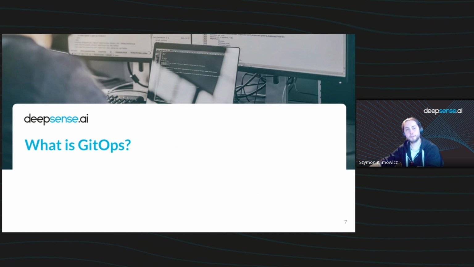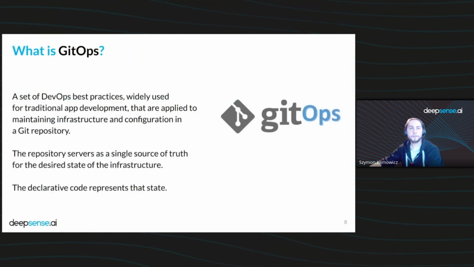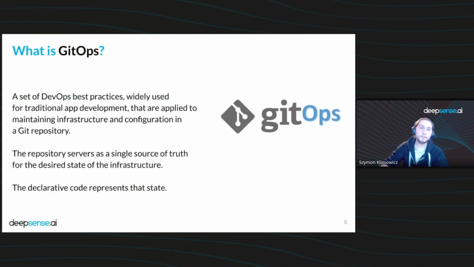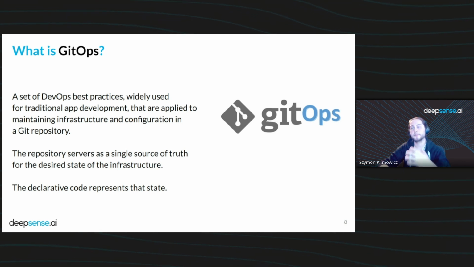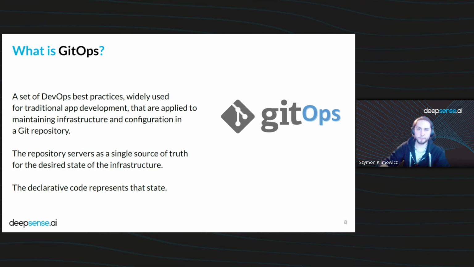So in more detail, what is GitOps? So it is a set of DevOps best practices that are normally used for the traditional app development that are applied to maintaining infrastructure and configuration using Git repositories. This repository serves as a single source of truth for this desired state of the infrastructure. So this is the only place that defines how the infrastructure should look like. In this repository, we keep declarative code that represents the states that we want to achieve.